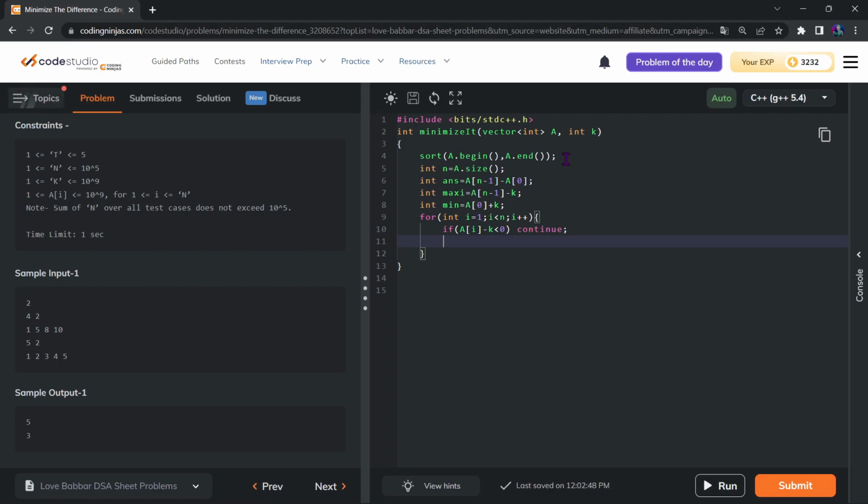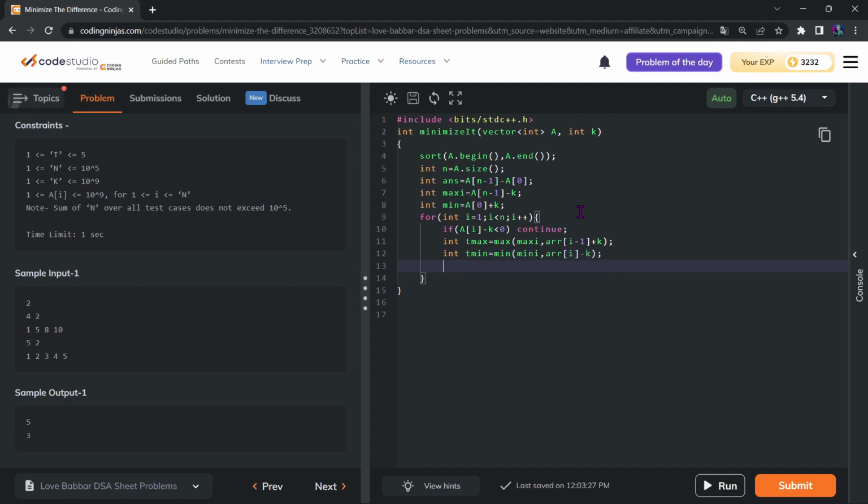Now what we have to do, I will have a t maximum which will be the maximum of the already present maximum, comma, my array of I minus 1 plus k, because we are adding k in all the elements before that inflection point. And what will be my t minimum? T minimum will be the minimum of mini comma array of I minus k. That will be the minimum value.